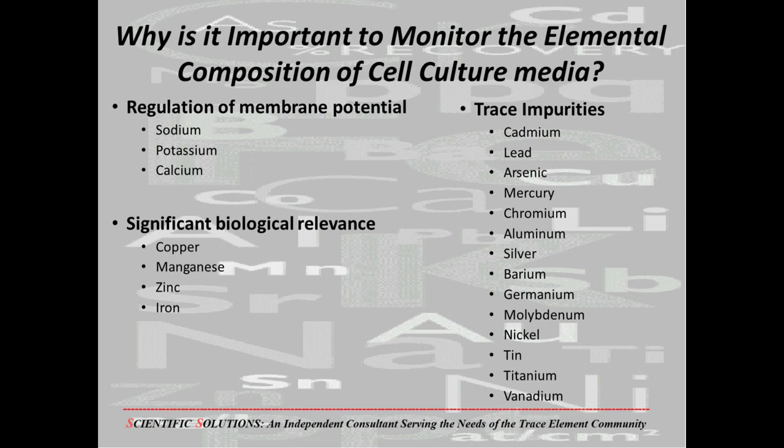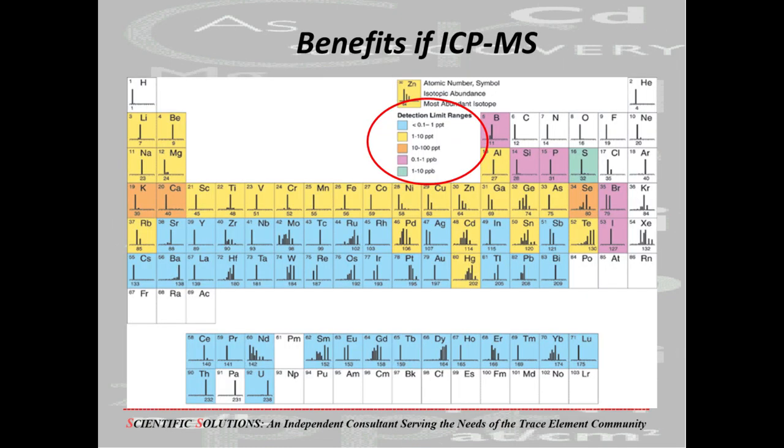For example, sodium, potassium, and calcium can maintain pH and regulate membrane potential, while copper, manganese, zinc, and iron all have a significant influence over the production of biologics. And trace impurities have all been shown to negatively affect the efficiency of culture media. Since this wide range of metal concentrations has a direct impact on cell growth, yield, and quality, their measurement and control is essential. But what technique is suitable for this analysis?